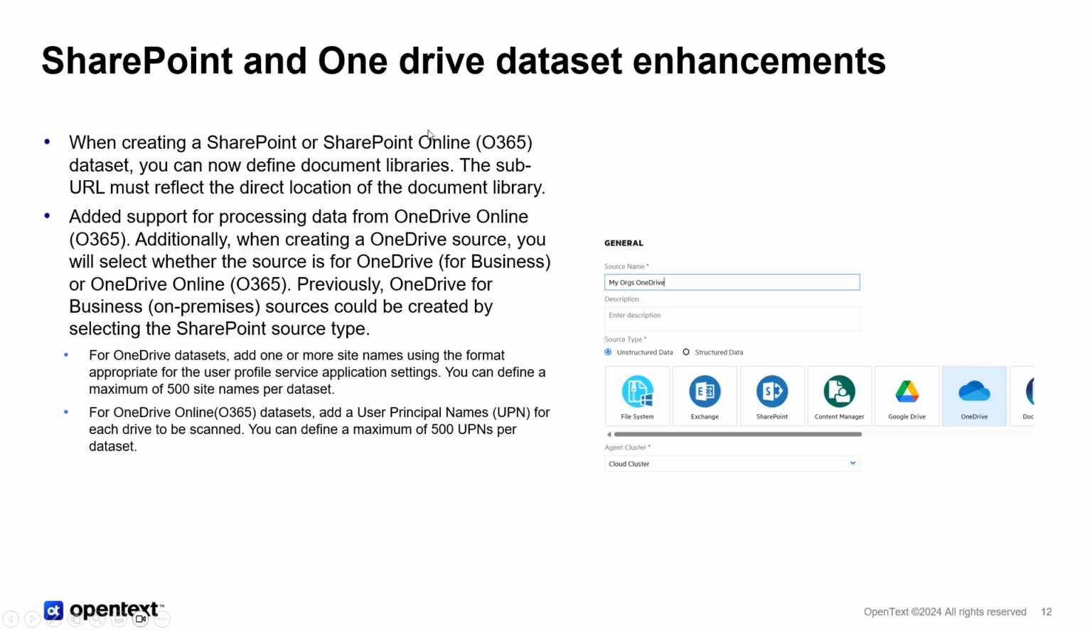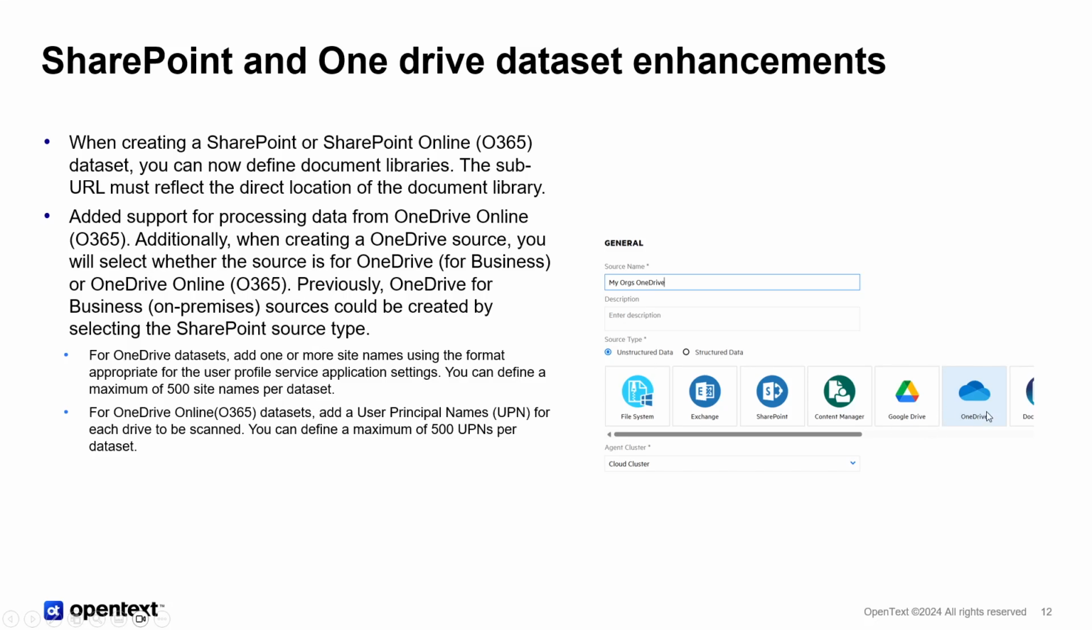The SharePoint and OneDrive datasets have been enhanced. One customer request is that you can now define a dataset not just based on the high-level site, but based on the document library. The sub-URL must reflect the direct location of the document library. So you can go deeper down the SharePoint structure than just the site level for your datasets.